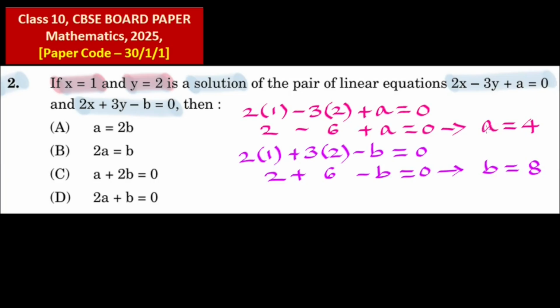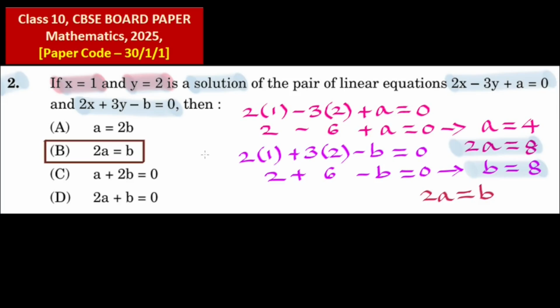Here we can write a equals 4 as 2a equals 8. So from these two relations, we can write 2a equals b. Hence, the correct answer option here is B, 2a equals b.